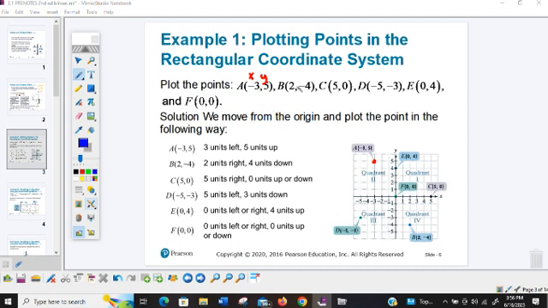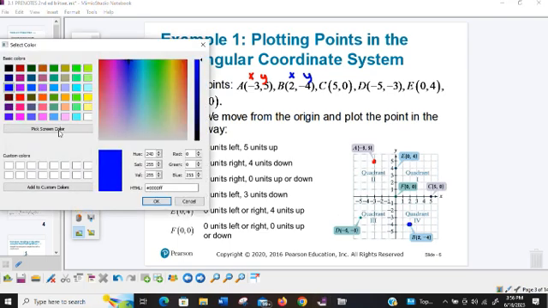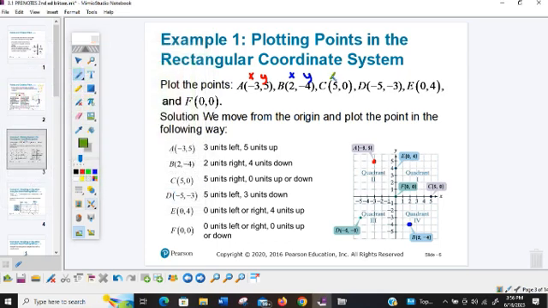On the next one, x is +2, y is -4. So I go right 2 for my +2, and then down 4 for my y, and I put a dot. On the next one, x is +5, so I'm going right 5. Y is 0, so I'm not going up or down. I just go 5, and I put a dot.